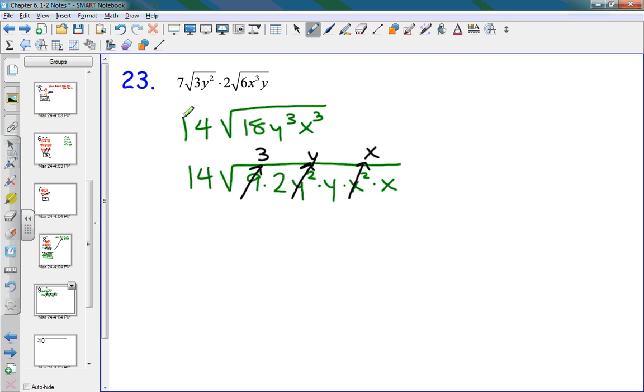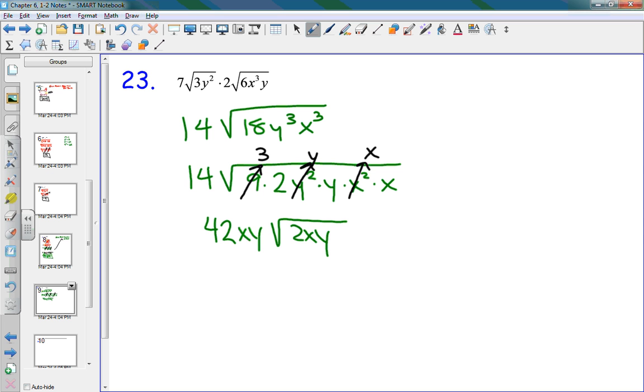And how's all the black on top attached? And how is the 14 attached to the radical? So what am I going to do with the 14 and all the black numbers and variables on top? Multiply them. So what's 14 times 3? 42 xy. See how I put them in alpha order? Times the square root of 2xy on the inside. Am I done?